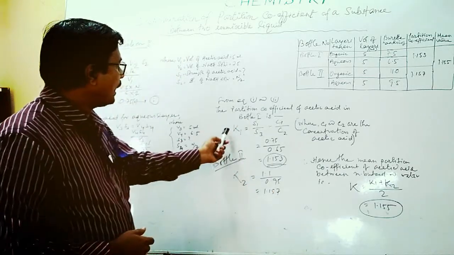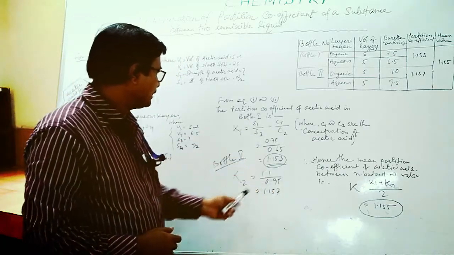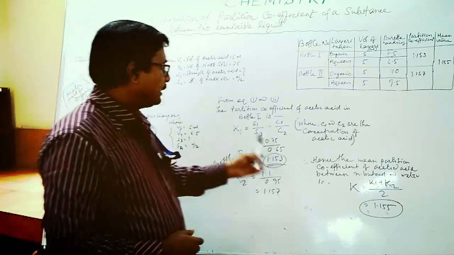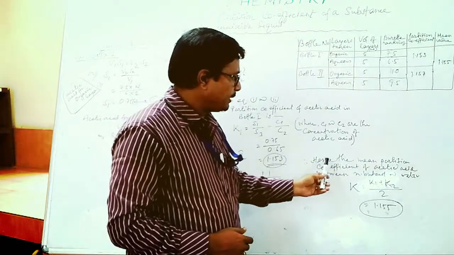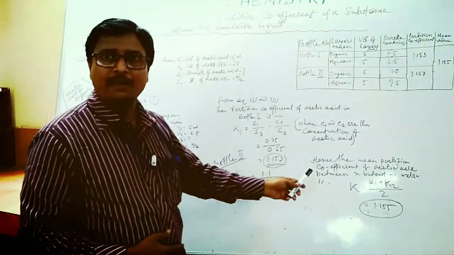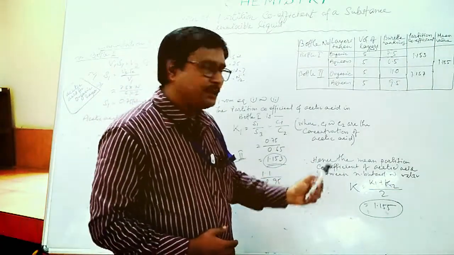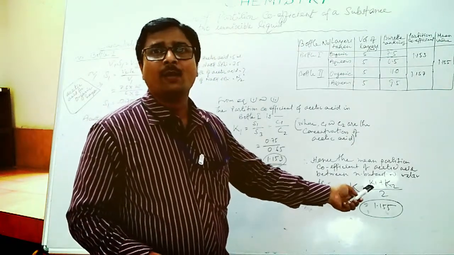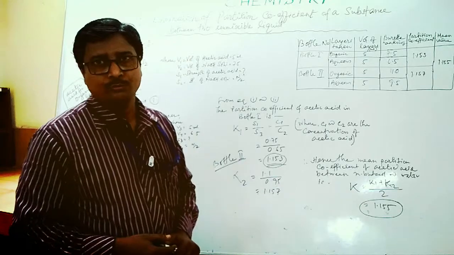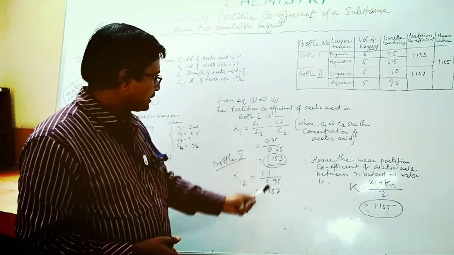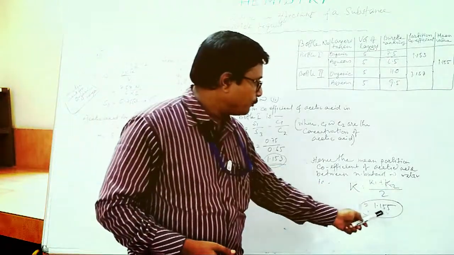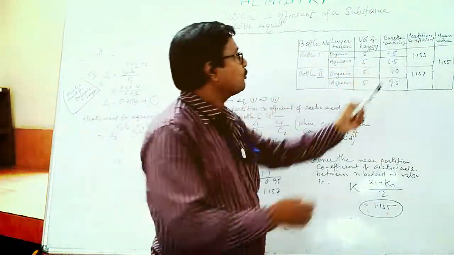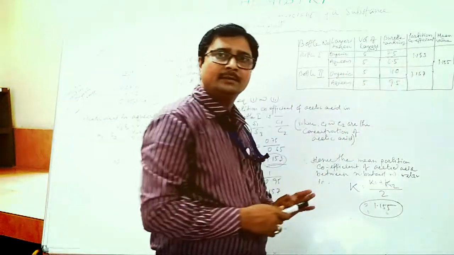So from bottle 1 the partition coefficient is coming this, and for bottle 2 that is coming this. Now the mean partition coefficient of acetic acid between n-butanol and water will be K equals K1 plus K2 divided by 2. K1 plus K2 divided by 2 is coming 1.155. So this is the mean partition coefficient.